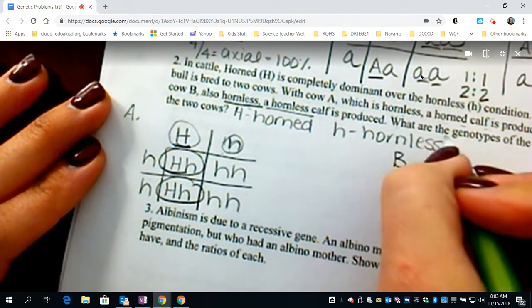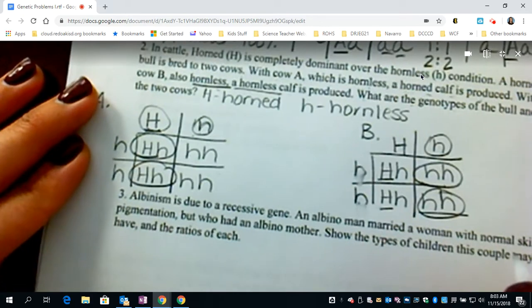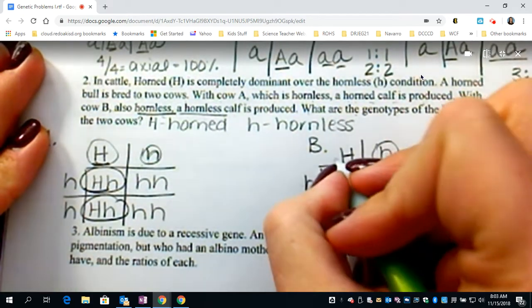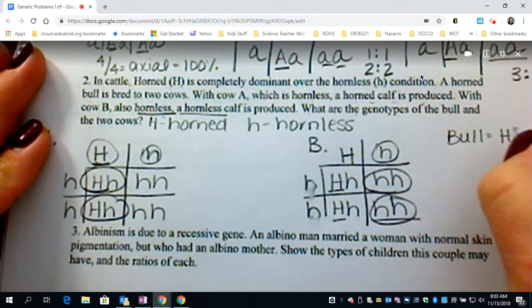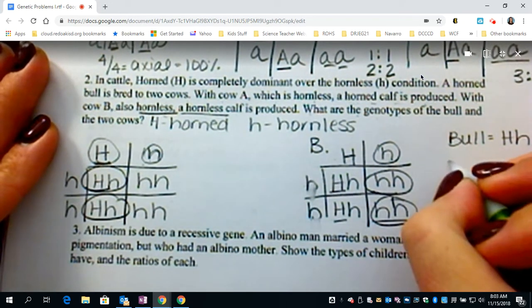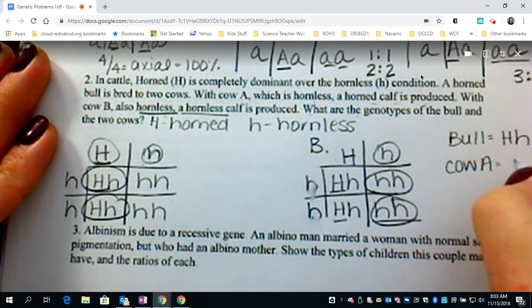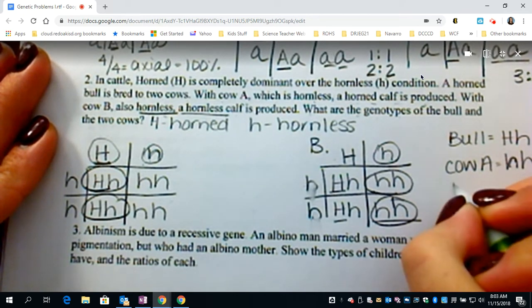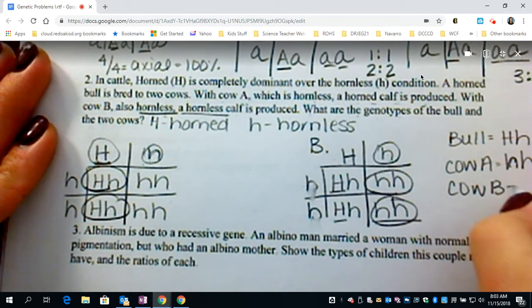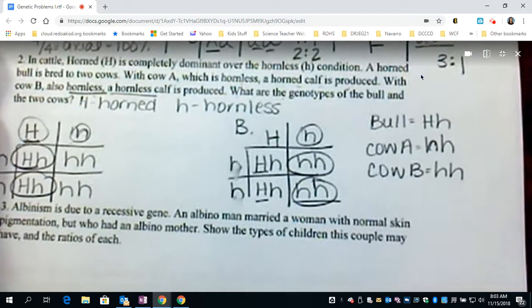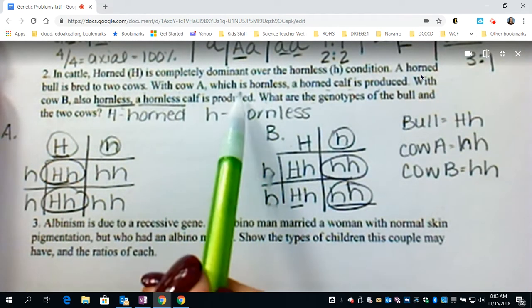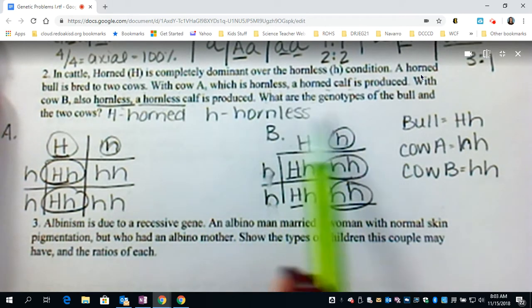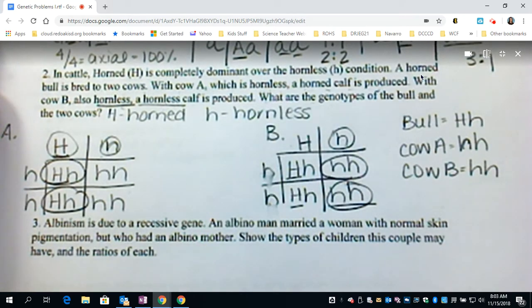The question asks, what are the genotypes of the bull and the two cows? So the bull would be the male, and his genotype is capital H, lowercase h. Cow A would be two lowercase h's. Cow B would be two lowercase h's. Again, with these problems, make sure you can set them up, and analyze the question to make sure that you've met all those criteria.